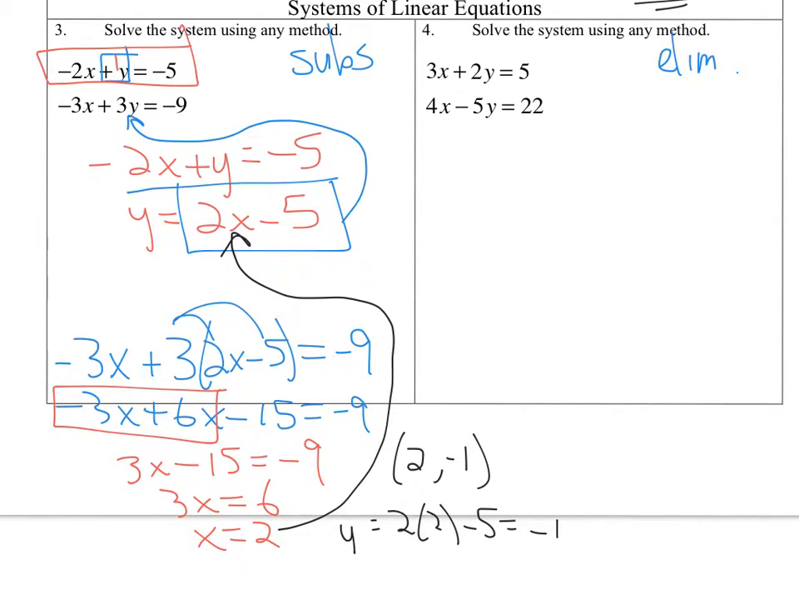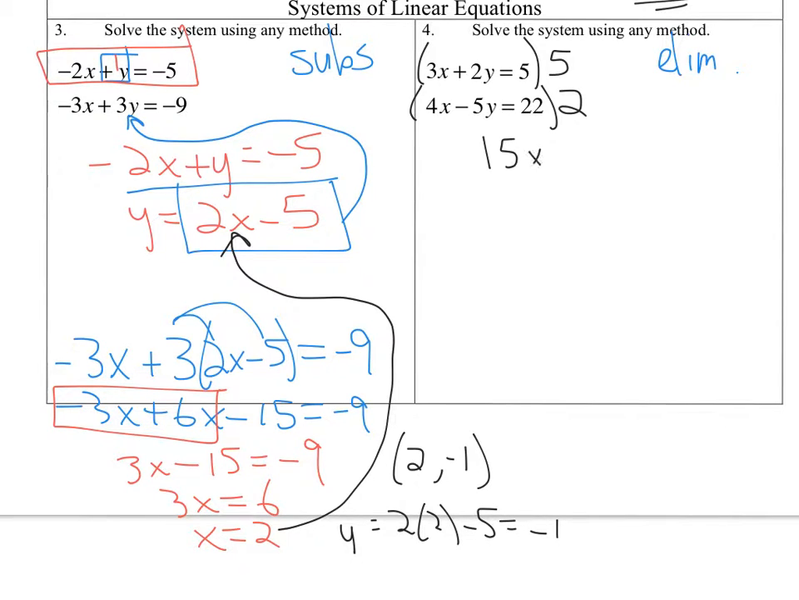The next one, I'm going to do elimination. And it doesn't really matter in this case which letter I pick, because 3 and 4 aren't that similar, and 2 and 5 aren't that similar. I'm going to make the y's go away because I already have a positive and a negative, and that seems like fun. So I'm going to multiply the top one by 5, the bottom one by 2. I'm going to do that so that both the things in front of the y's are 10 or negative 10, because then I will be happy.